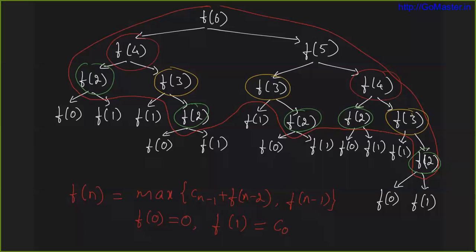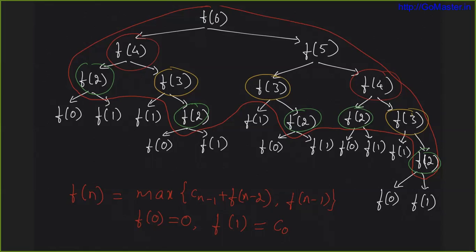If I just draw this recursion tree for f of 6, you see that f of 4 appears twice, f of 3 appears thrice, and f of 2 appears 5 times. Actually, the number of times these problems appear is going to increase exponentially, in the way the Fibonacci sequence goes, right? So that means there is an overlapping subproblem. We are solving the same problem multiple times.